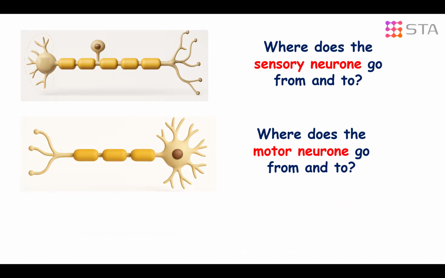So the sensory neuron goes from the receptor to the spinal cord, and the motor neuron goes from the spinal cord to a muscle. You don't need to worry too much about their shapes. So remember, SRM: sensory, relay, and motor.